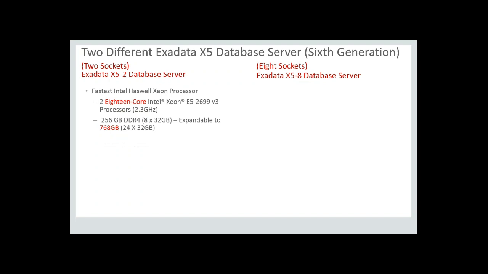All Exadata machines from the first generation to the sixth generation, whether it's X52 or X58, all come with the Intel processor. In the X52 machine, Oracle is right now using the latest Intel Haswell Xeon processor, and the configuration on your screen is the configuration of one database server only. Before moving forward, let me just explain what we have discussed, this 2-socket and X52 database server.